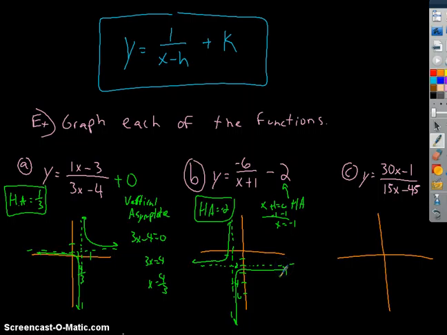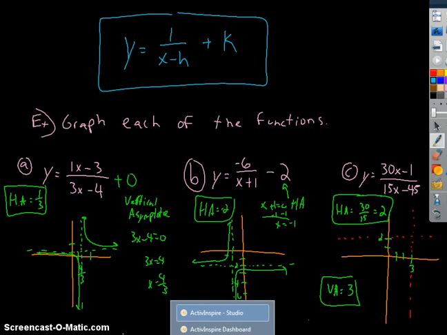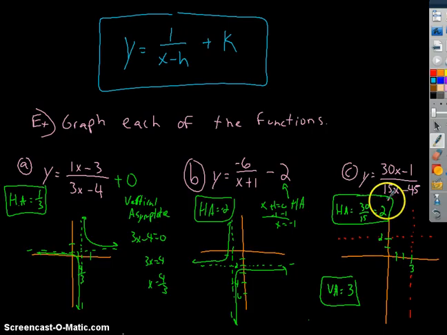What you should have found in this last one was that the horizontal asymptote was 30/15 or 2. The vertical asymptote was 3, which would make this part 0. So the graph's like this. That's pretty much all I have. Good luck.